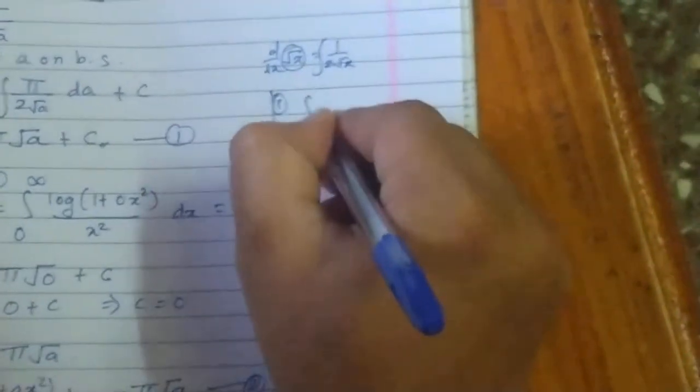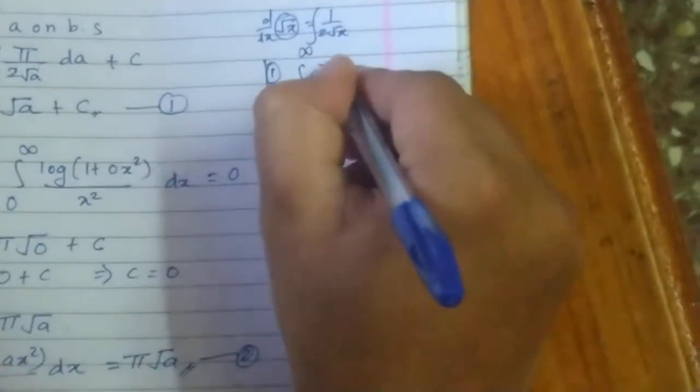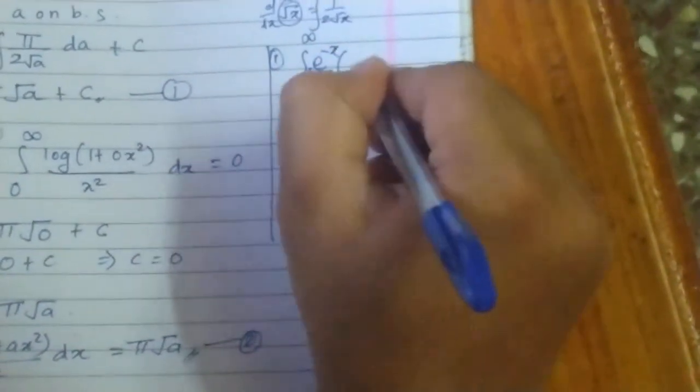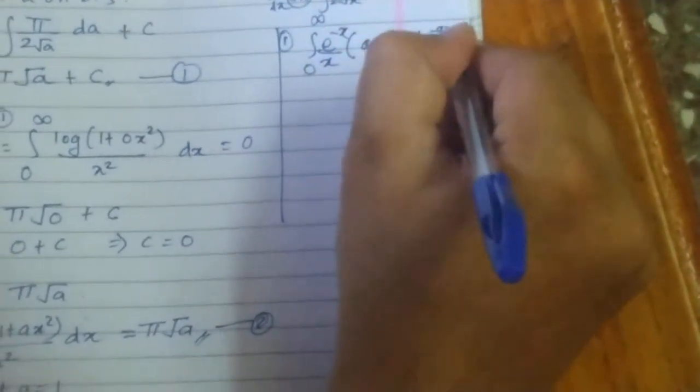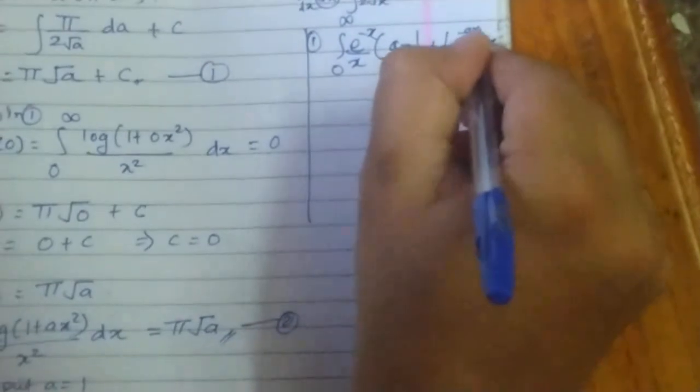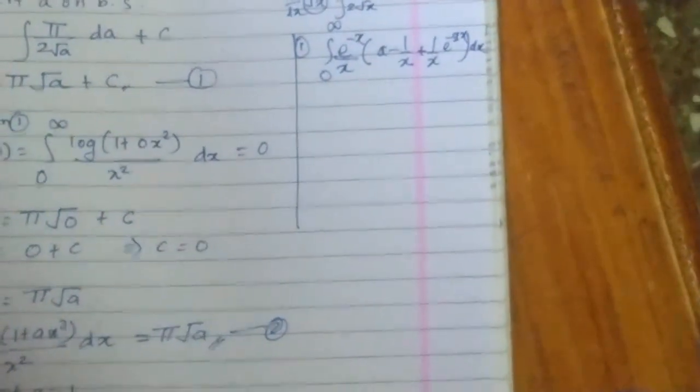One more homework question I would like to give. Integration from 0 to infinity e raised to minus x upon x into bracket a minus 1 upon x plus 1 upon x into e raised to minus ax dx. Now you can see here a is a parameter. Okay, so I suggest you to solve this question and try to get your answer.